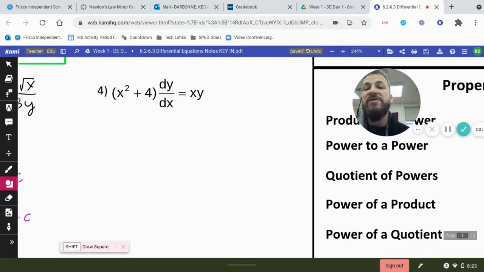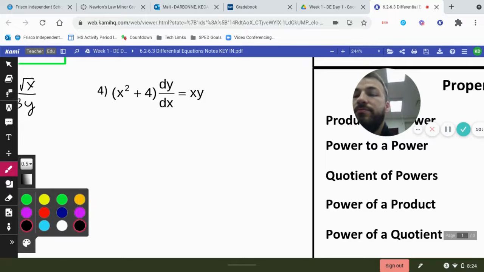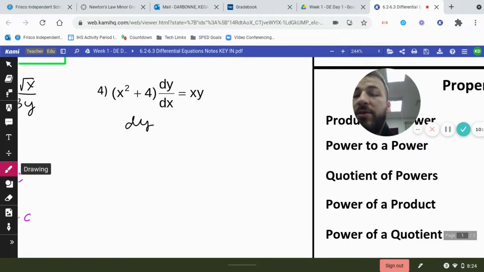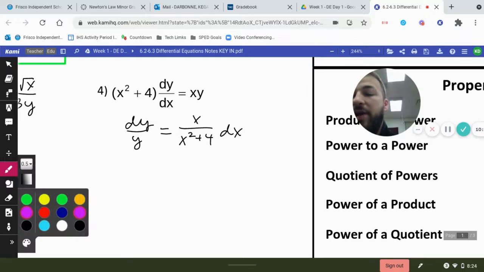Okay, we have x squared plus 4 times dy over dx is equal to xy. Okay, so right off the bat, I don't have to change that y prime to be dy over dx. It's already dy over dx. Okay, but I can go ahead and divide the x squared plus 4 over, multiply the dx over, and divide the y over. So this becomes dy divided by y is equal to x over x squared plus 4 dx. And I can integrate both of my sides.